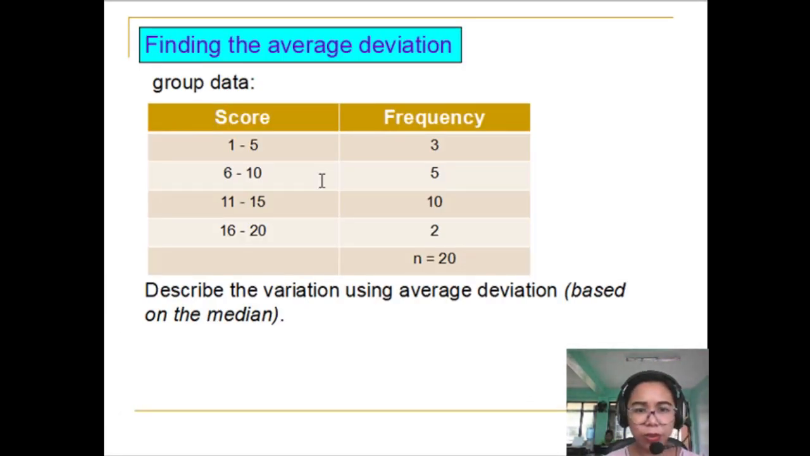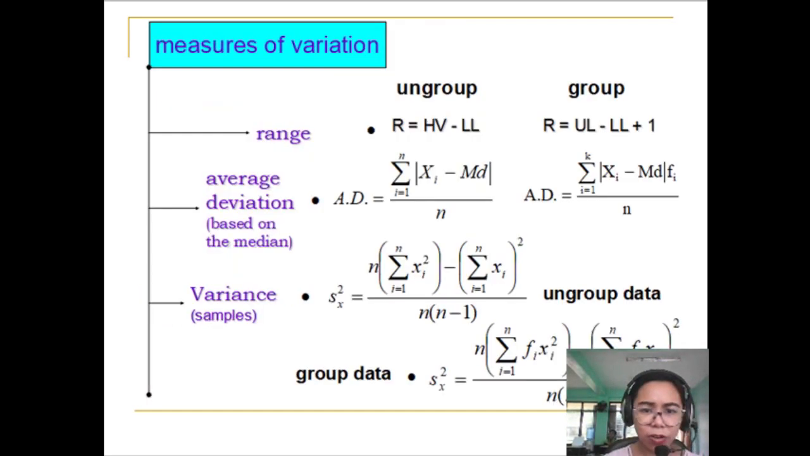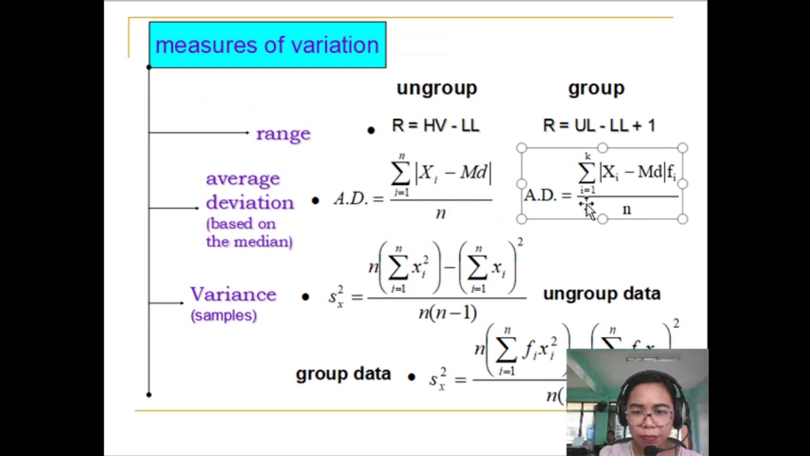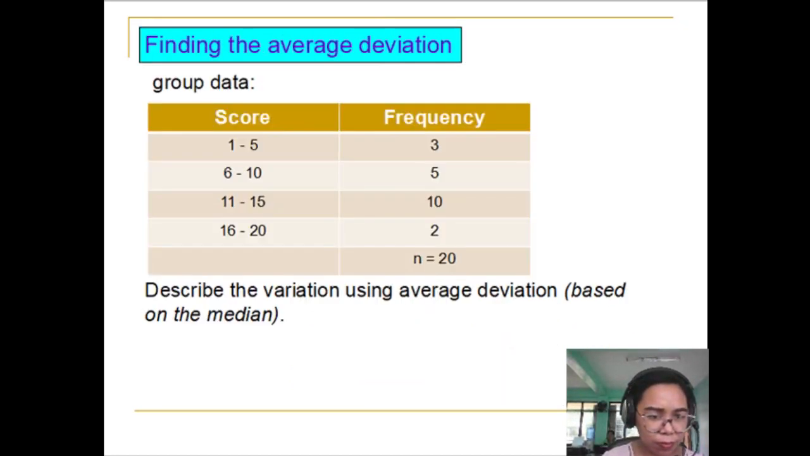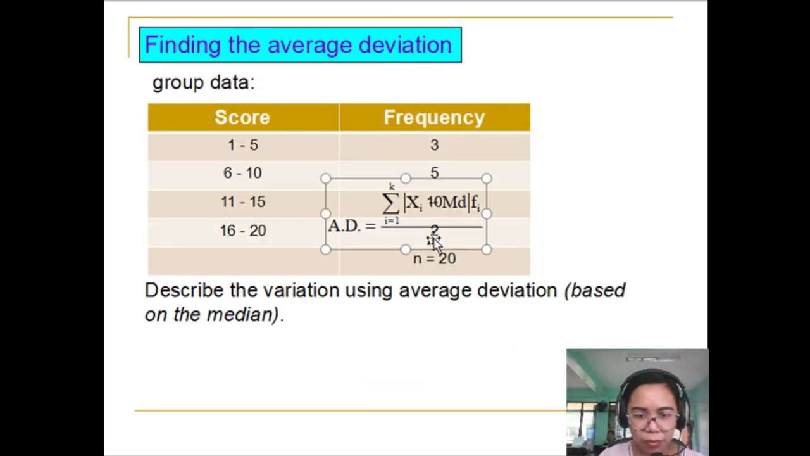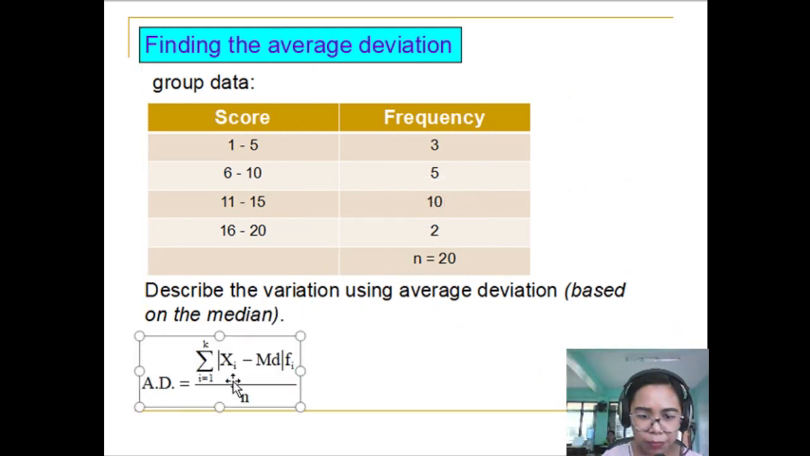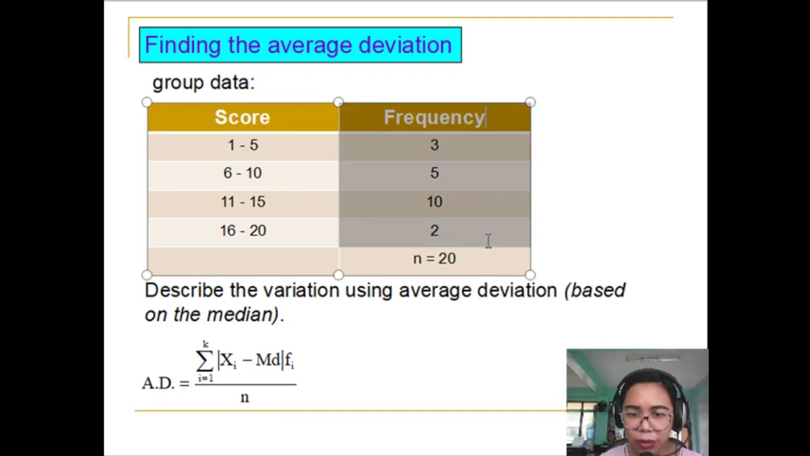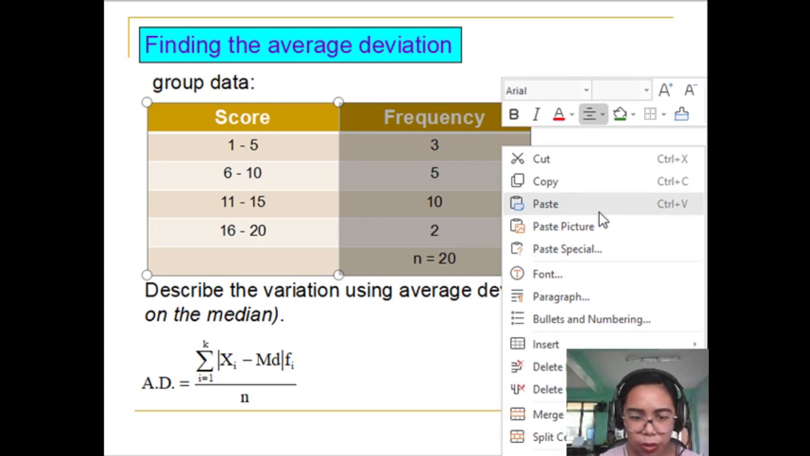Okay, this time we will solve the average deviation given grouped data. Recall the formula we have here. Average deviation is equal to the sum of the product of its frequency and the absolute deviation from its median divided by n. So we will add another column here for our class mark.